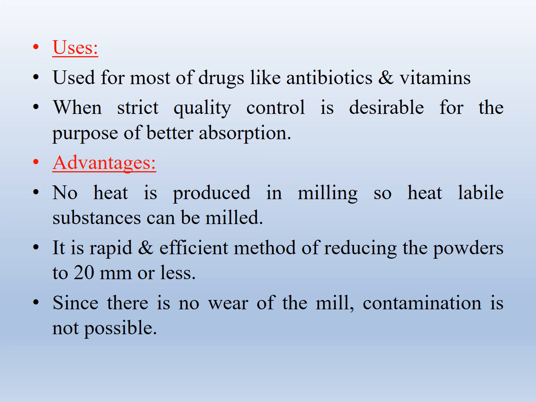Uses: used for most drugs like antibiotics and vitamins, when strict quality control is desirable for the purpose of better absorption. Advantages: no heat is produced in the milling, so heat labile substances can be milled, such as antibiotics or vitamins. It is a rapid and efficient method of reducing the powder to 20 mm or less. Since there is no wear of the mill, contamination is not possible.